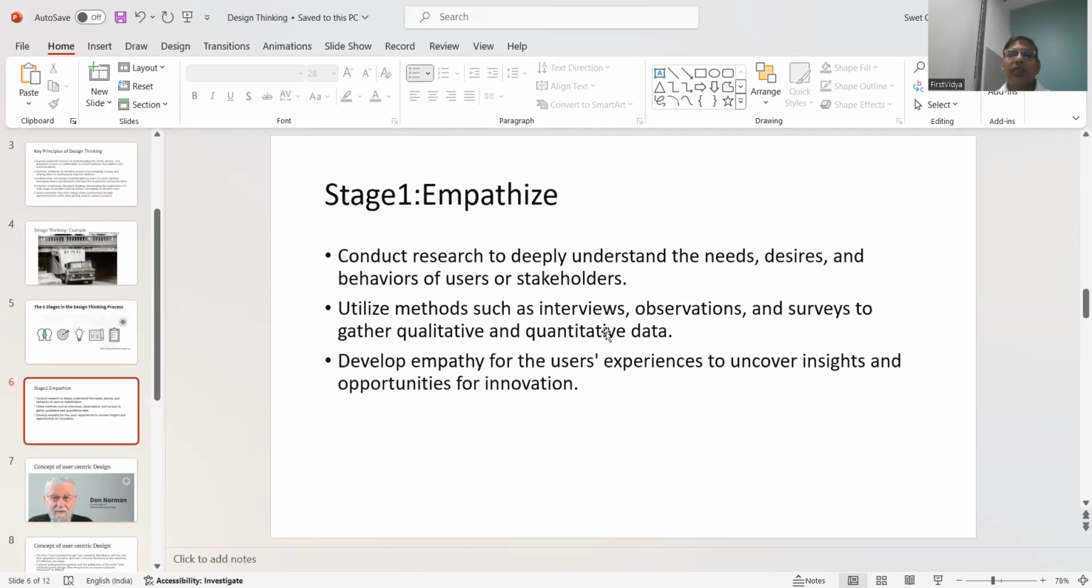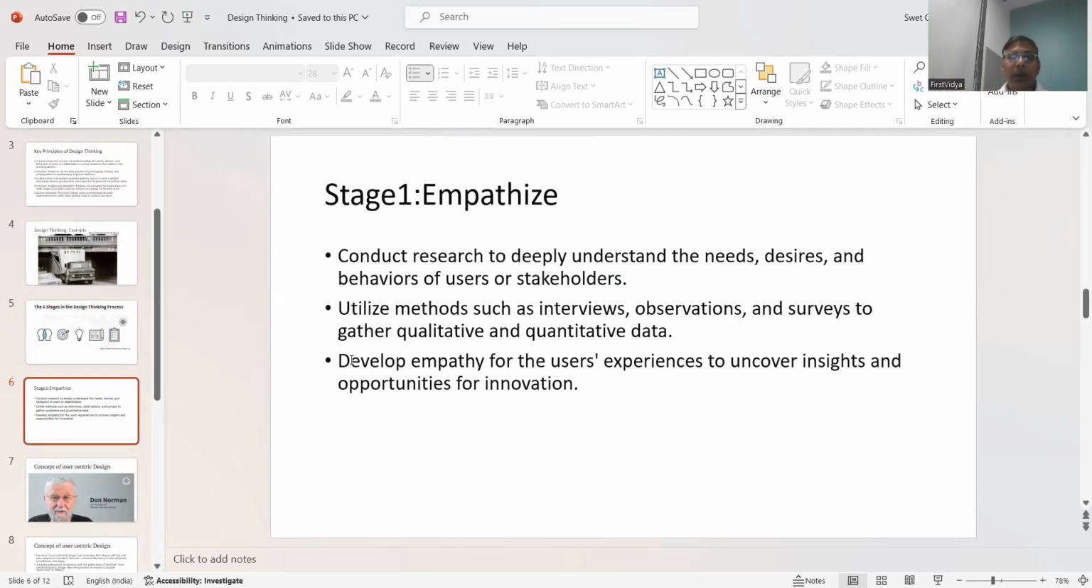So first one is empathy. What does this mean? Suppose you are creating a product. First thing is you have to understand your user, the customer. You have to put yourself in the user's position, and only then will you be able to create a very good solution. Your design will be very good, right? So this is called empathy.